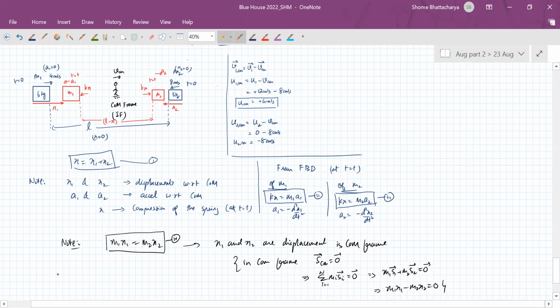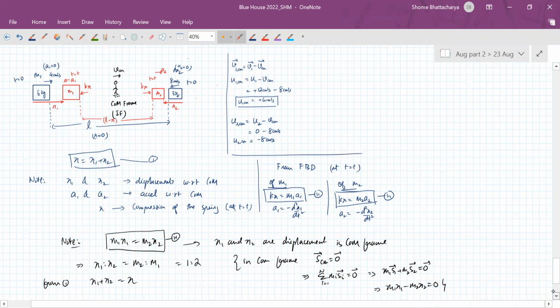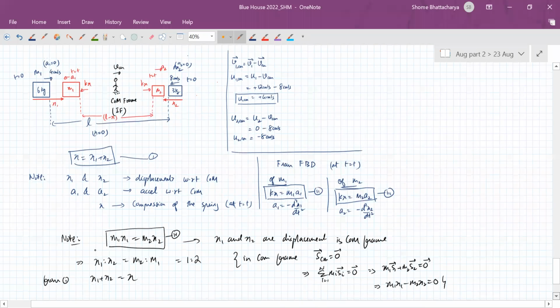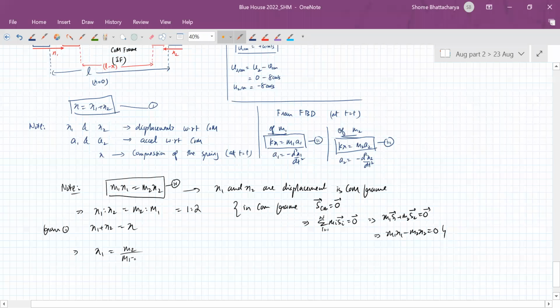So if you look at solving, we have the relation that x1 is to x2 is equal to m2 is to m1, which in this case is 1 is to 2 because of the masses given. And from equation 1, x1 plus x2 is equal to x. If I solve this as a system of simultaneous equations, x1 becomes m2 upon m1 plus m2 times x, or in this case 1/3 of x, and x2 becomes m1 upon m1 plus m2 times x, which in this case is 2/3 of x.